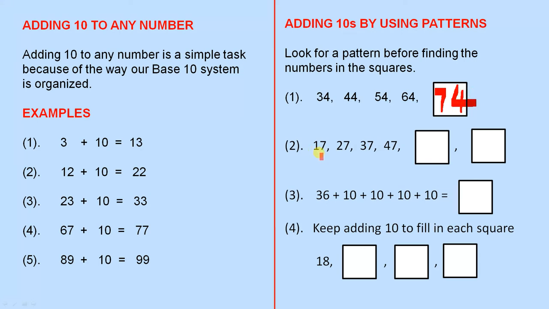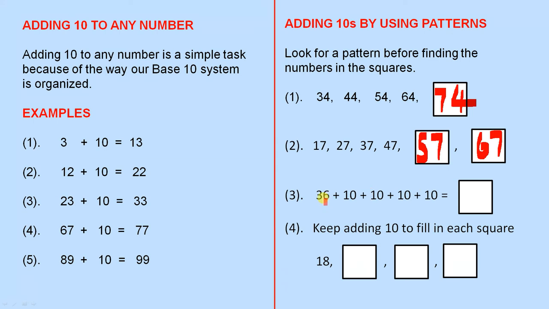Let's have a look at this sequence. 17, 27, 37, 47. You can see quite easily we're going up by 10. So after 47 we have 57. And after 57 we have 67.